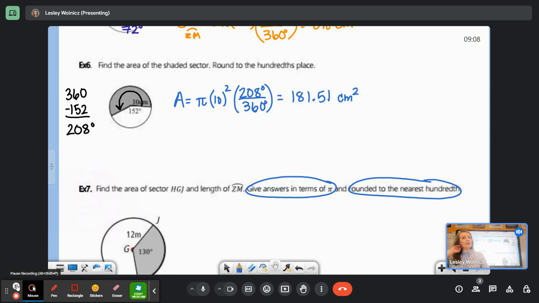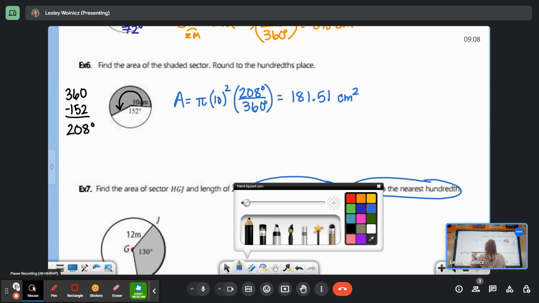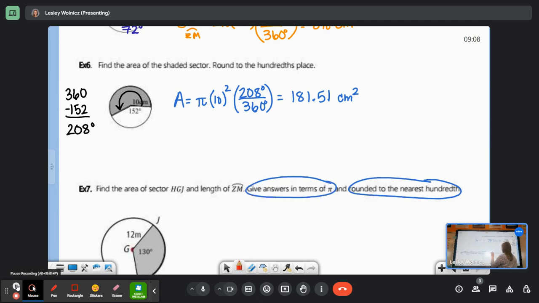Do number 7. I want your answers 2 ways, in terms of pi and rounded to the nearest hundredth. You're doing the area of the sector and the arc length. Oops, that's supposed to be JH. Yeah, that's supposed to be JH. Can you tell I copied and pasted?